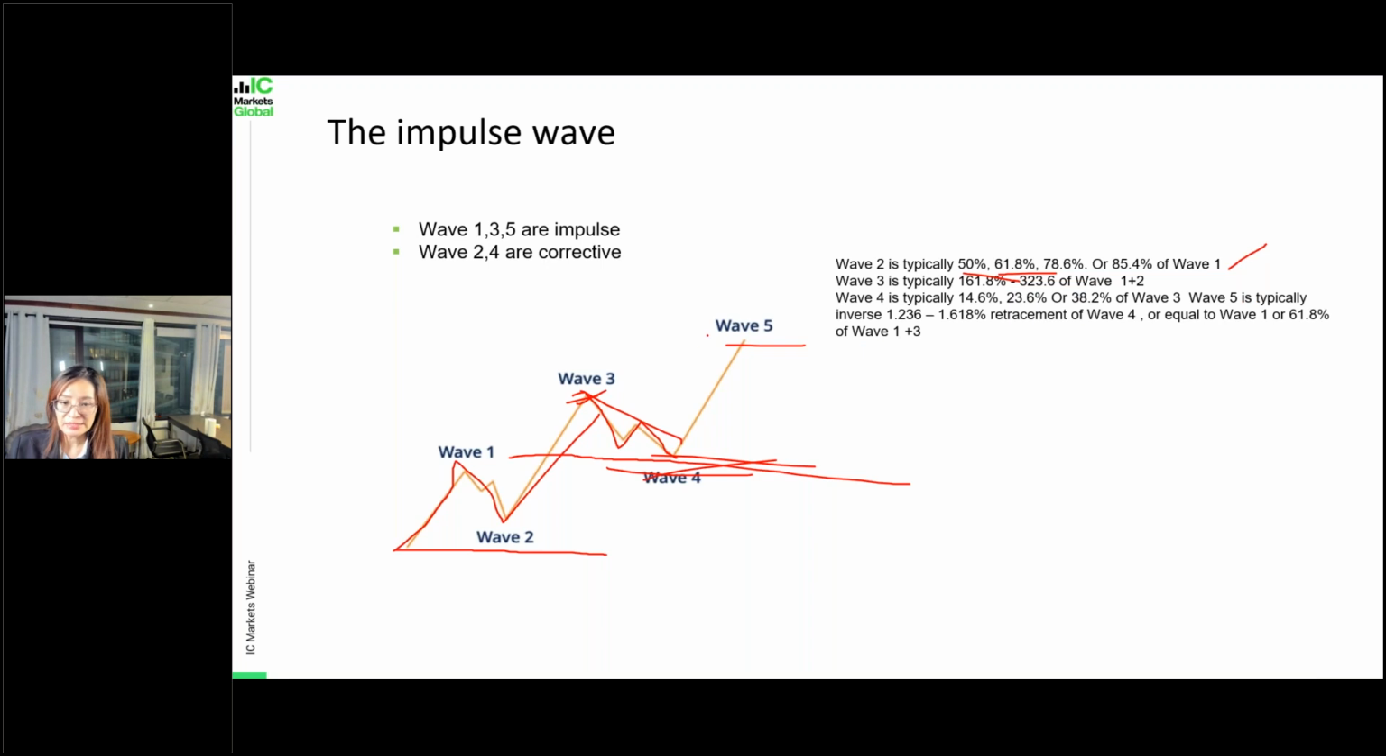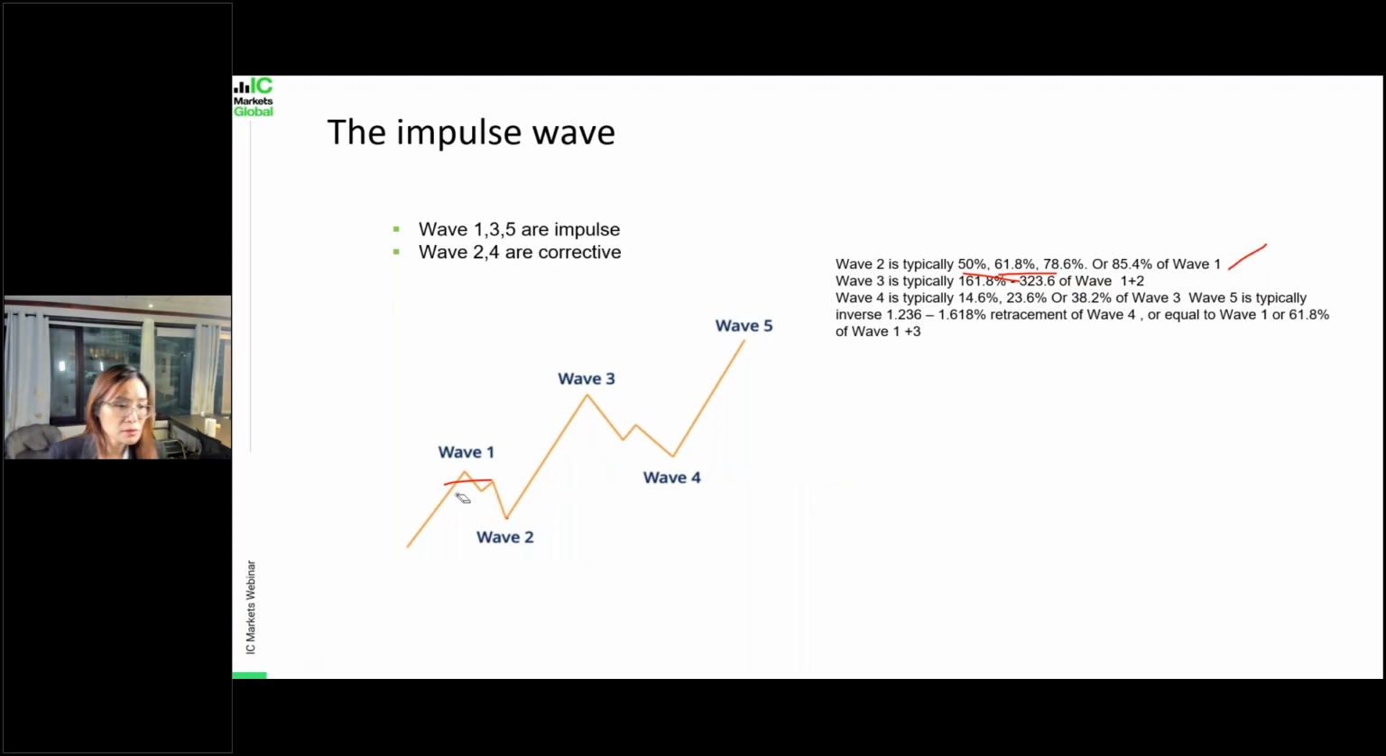Okay, what about wave 5? Like I say, wave 5, easy for you, you can use the distance of wave 1 here. You get wave 5 at the same distance from wave 1. Or you can use the inverse, which is 1.236% to 1.618% of the retracement of wave 4, or the 61.8% projection of wave 1 plus wave 5, which I just did for you guys to see just now. Okay, anyone confused? I will try to go slowly because to me, I take time to absorb all this info. But when you master it, it's really easy for you to trade.